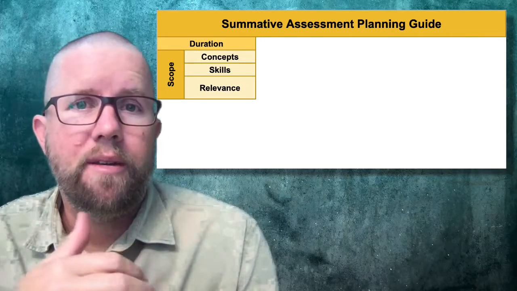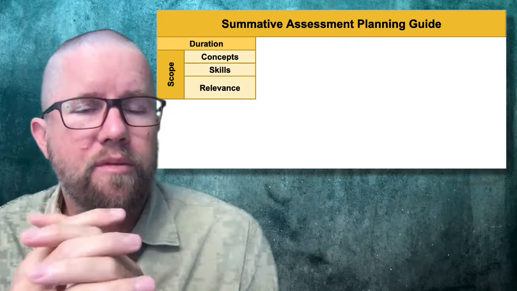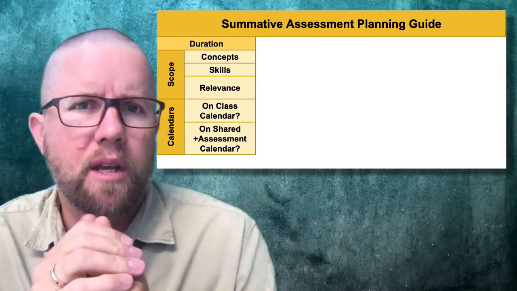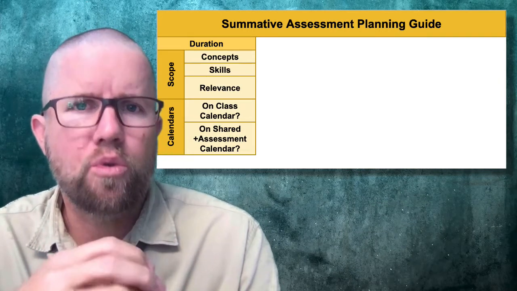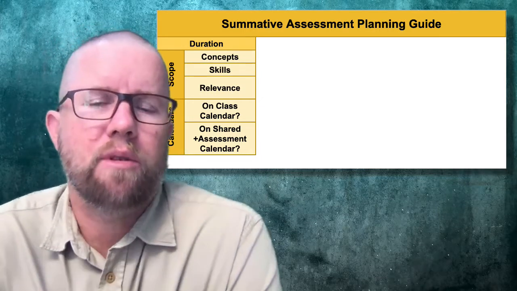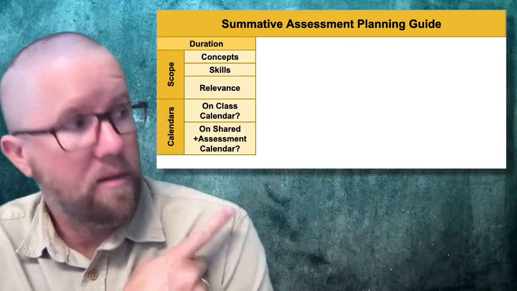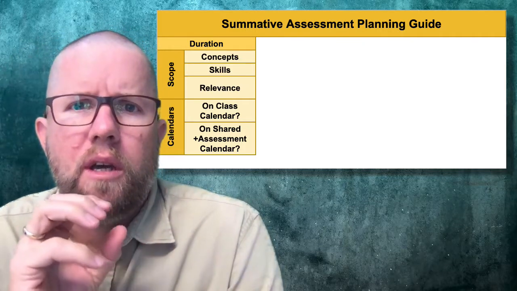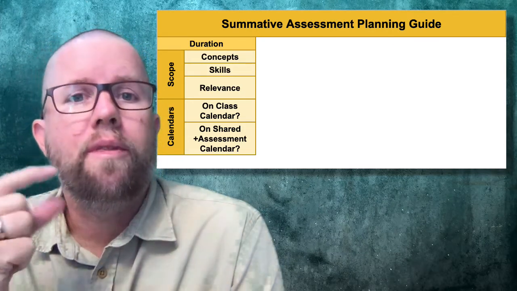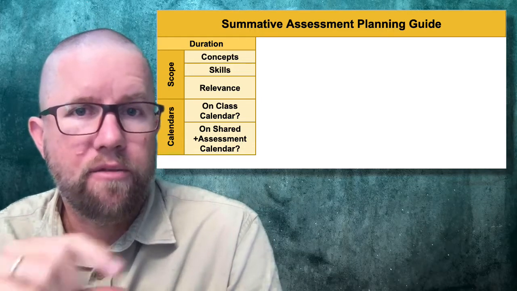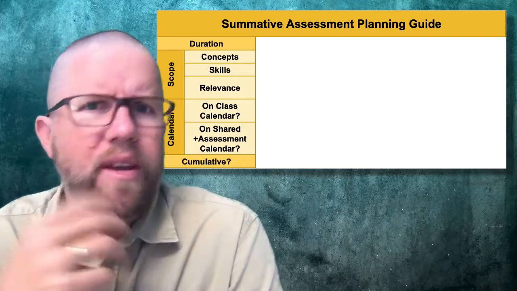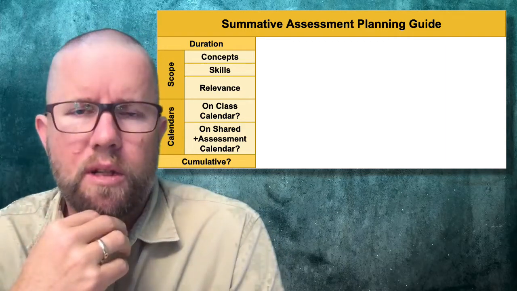The next important aspect of summative assessment planning is use of calendars. And this flows on from yesterday's discussion about setting students up for success. Students must know when they are having assessment, so we have some calendars in place. And this one here is showing some criteria for just the class calendar or the shared assessment calendar for the whole class. And then the final one is cumulative. Is this form of exam cumulative or not?